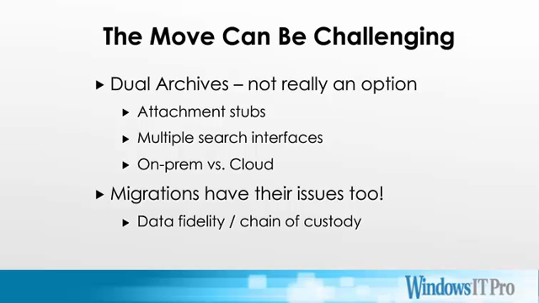And so you have this issue of, when you're moving data off of your existing archive into Office 365, you have to make sure that there is data fidelity and that there's a proven chain of custody, that somebody owns it and is held accountable and can actually prove that the data hasn't been modified at all throughout the process.